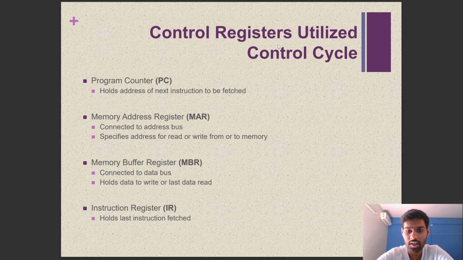Control registers utilize control cycle. We have PC, program counter, the address of next instruction to be fetched. MAR, memory address register, connected to address bus, specifies address for read or write to memory. MBR, memory buffer register, connected to data bus, holds data to write or last data read. Instruction register IR holds last instruction fetched.